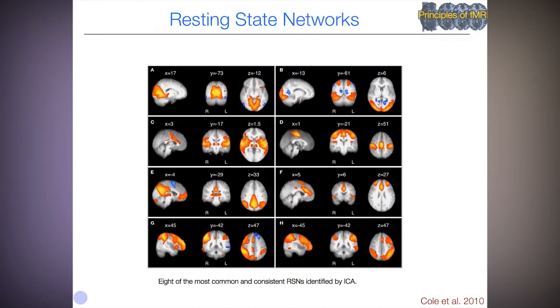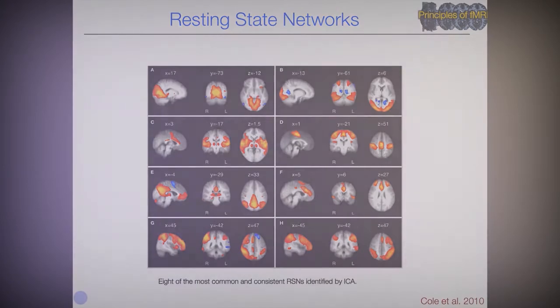Here is an example of eight of the most common and consistently identified resting state networks, which are identified by ICA. We looked at this in the previous lecture on resting state fMRI, and we showed these results. Here, we can now come back to this and say that this was obtained using ICA.